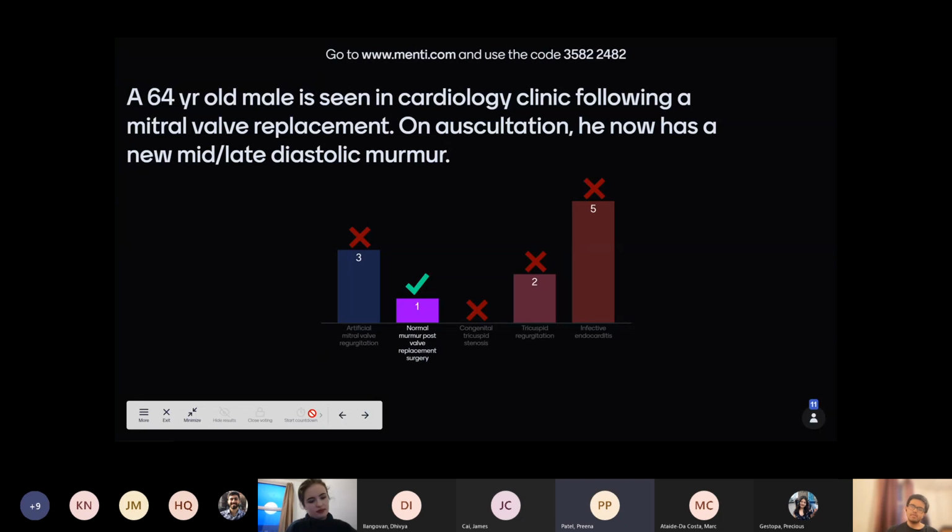Does that make sense? Someone put in the chat if you're confused.